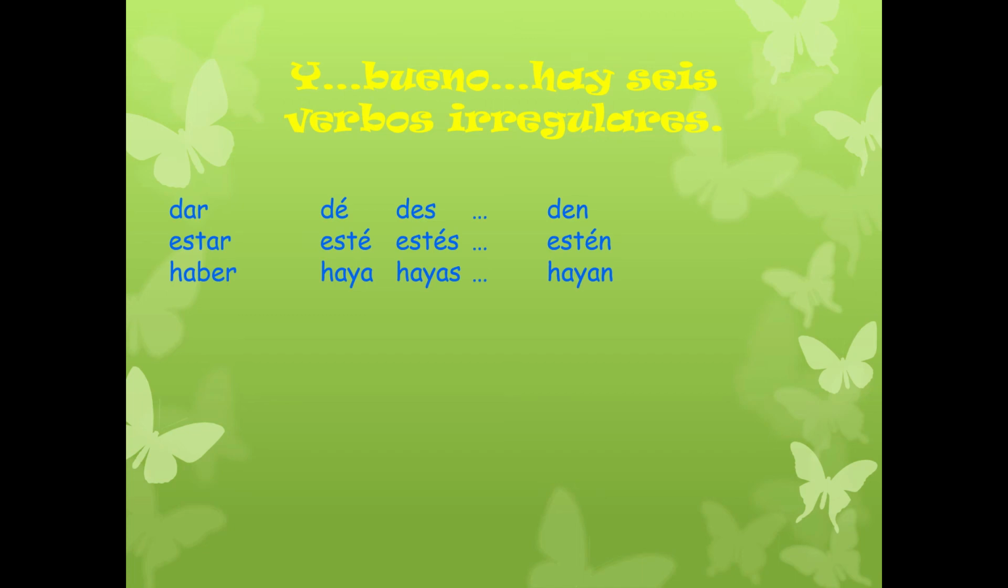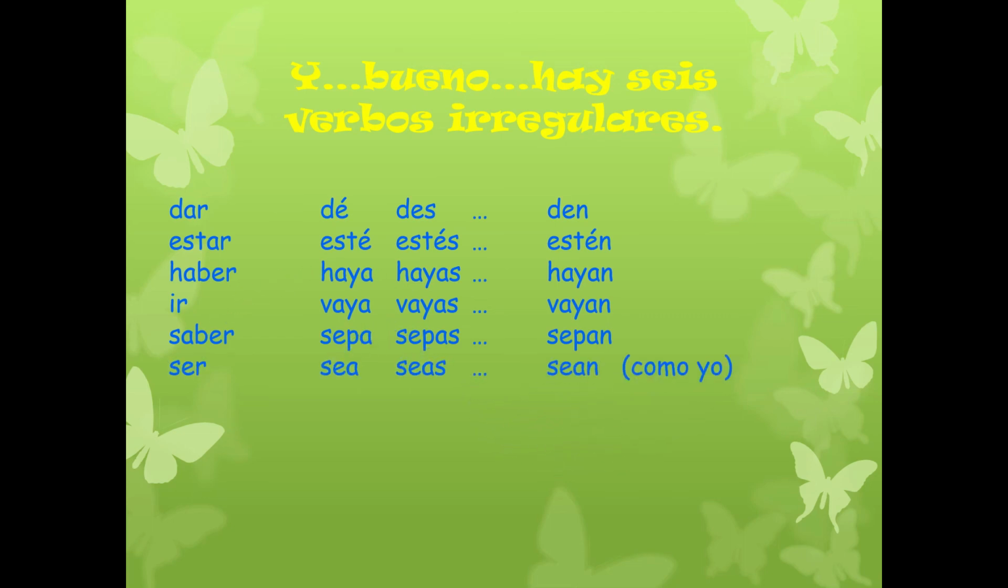Haya, hayas, haya, hayamos, hayáis, hayan. Vaya, vayas, vaya, vayamos, vayáis, vayan. Sepa, sepas, sepa, sepamos, sepáis, sepan. And sea, seas, sea, seamos, seáis, sean, or in my class you can call it shan. These are the same irregulars as the formal commands, but we have 6 forms of them. Essentially, the formal commands are an offshoot of the subjunctive. We just didn't tell you that.